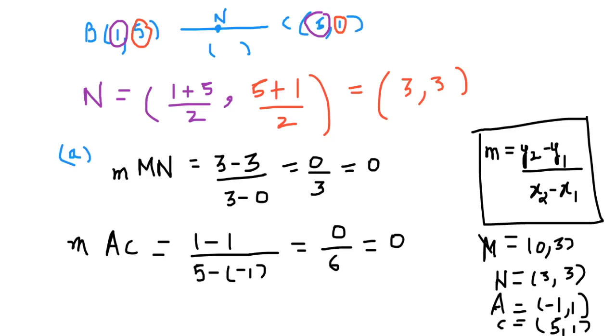So you can write the final answer stating as gradient of MN, small m stands for gradient or slope, is equal to gradient of AC. Therefore, MN is parallel to AC, hence proved. We are done with the first part of the question.